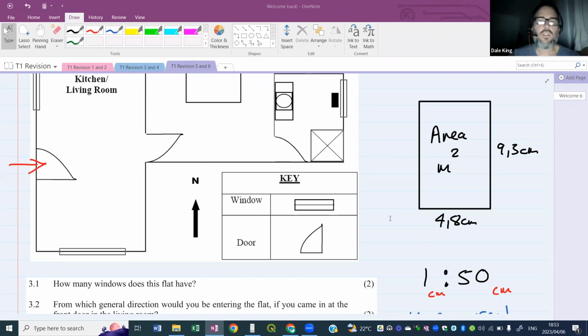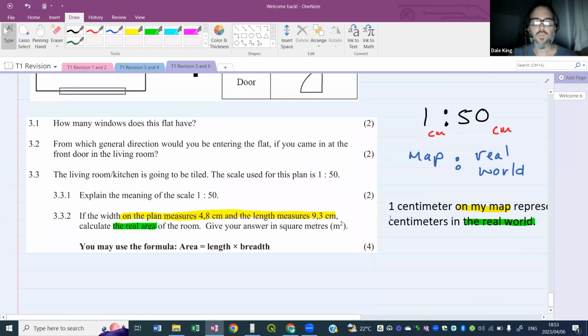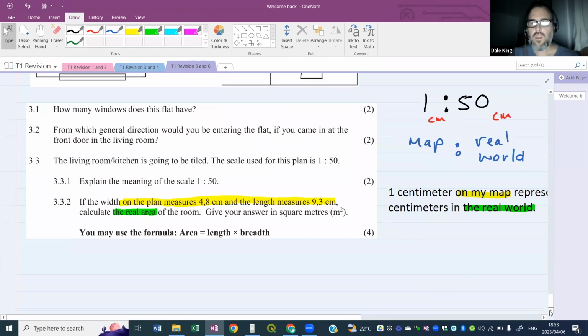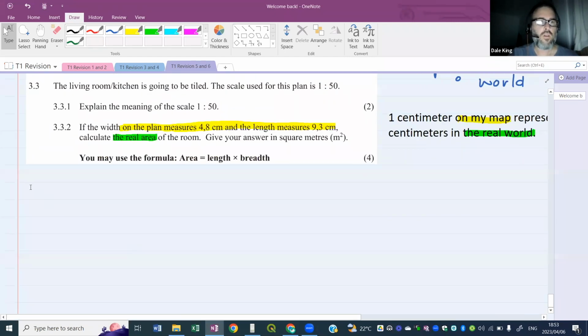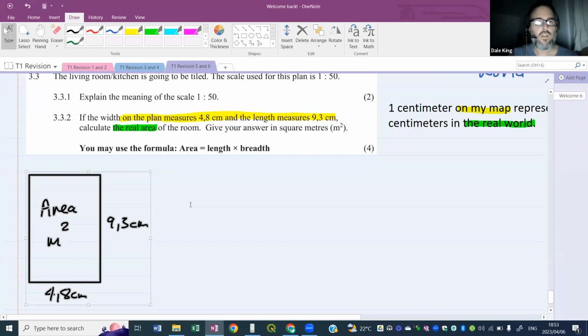All right, so let's take this little diagram. I'm going to move down, give myself some space, and plonk the diagram down here. So I'm not looking at the map. I'm going to draw a little diagram here to help us. We need the area of this room, which is rectangular.